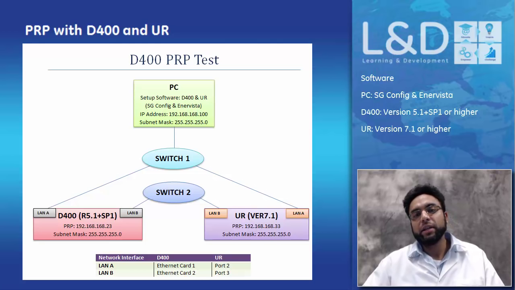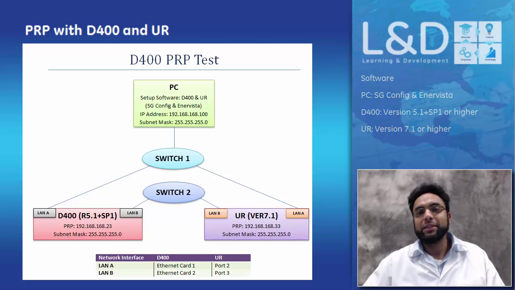PRP is commonly used nowadays because of its seamless communication. It runs over two networks, network 1 and network 2, and if there's any drop in communication in network 1, then still there won't be any halt in communication because it receives information or communication packets over the two networks at the same time simultaneously.